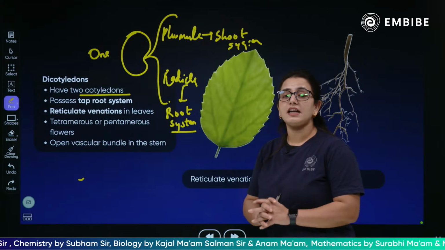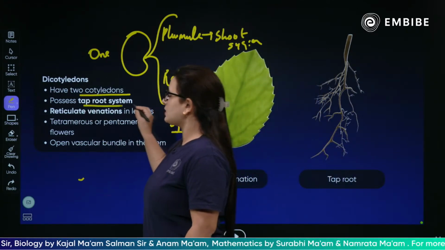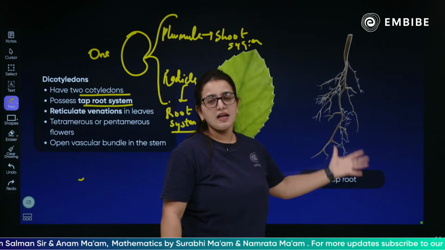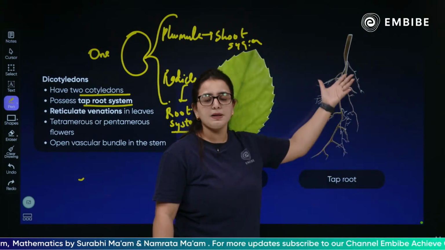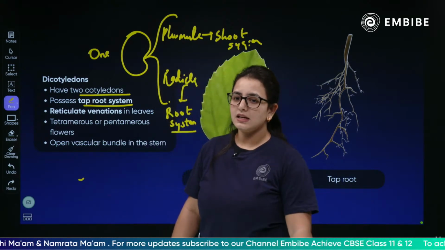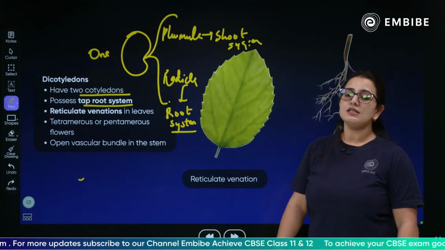Yes, they have a tap root system. What is a tap root system? This is how a tap root looks. They have primary, secondary, and tertiary roots. It is typically a tap root, or you can also call it a true root. Just like this, they have a tap root system.